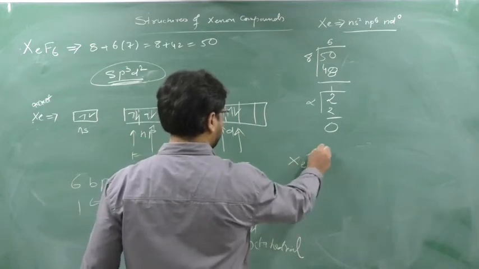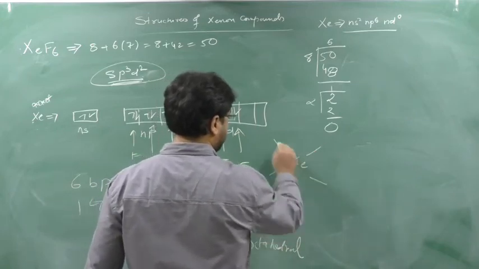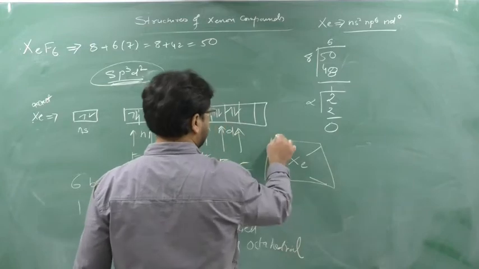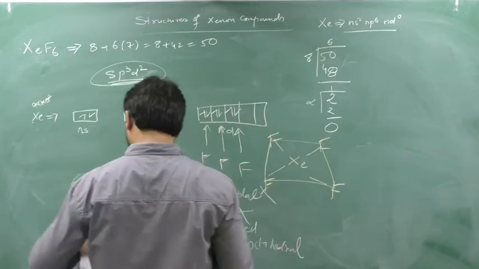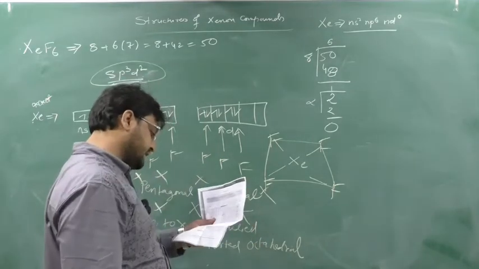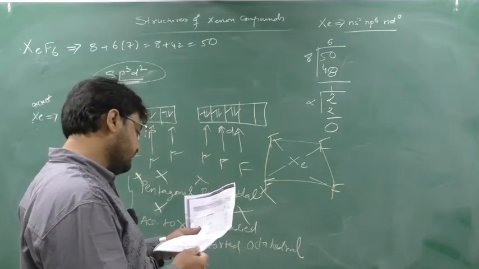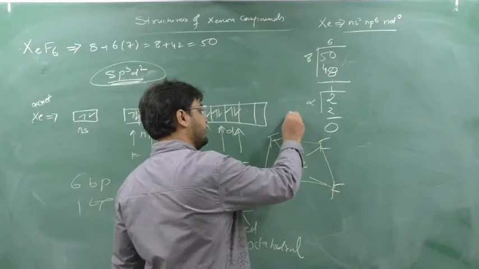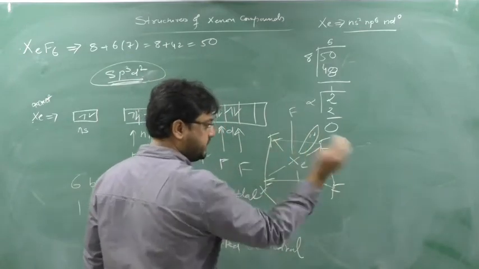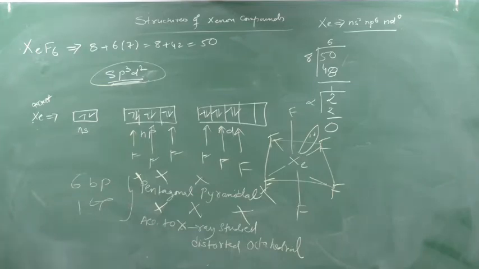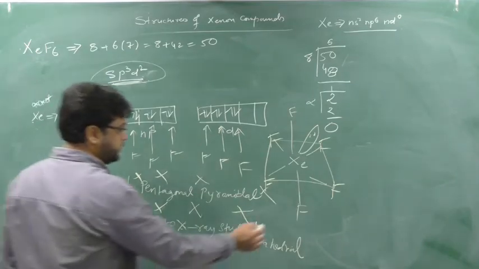So how to remember this? Here Xe, one bond here, one here, one here, one here. F here, one F here, one F here, one F here. Then 6: 1, 2, 3, 4, 5, 6. So 6 bond pairs, F here, F here, and 1 lone pair which is behind the Xe. In this way the shape will be there. You can join this if you need.